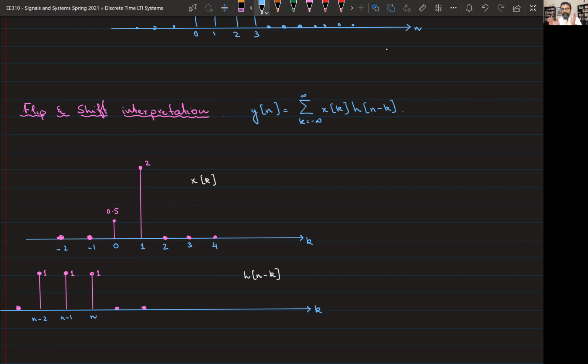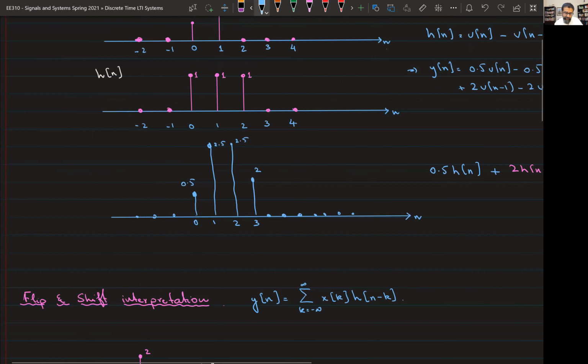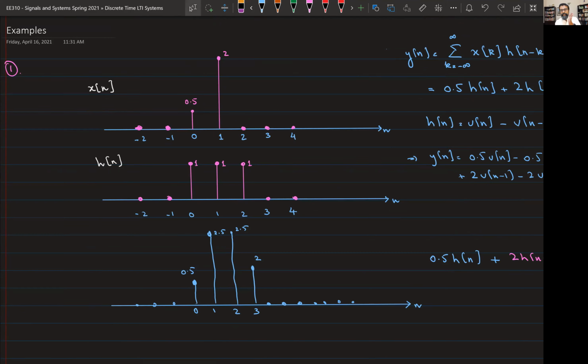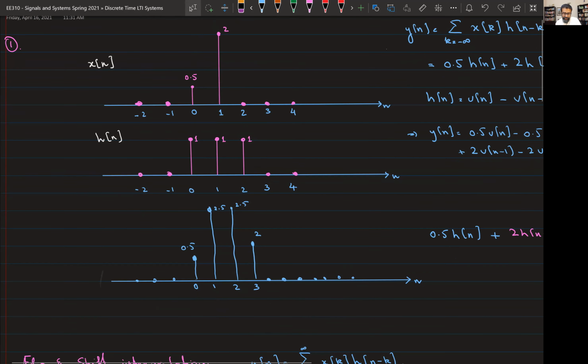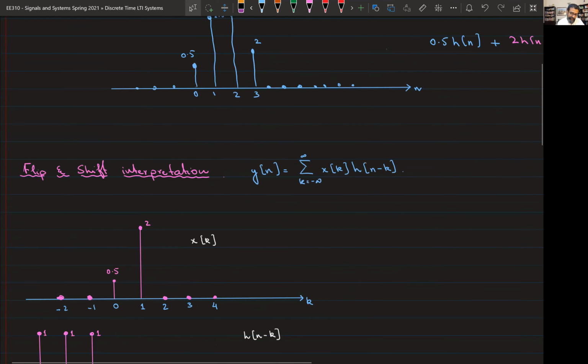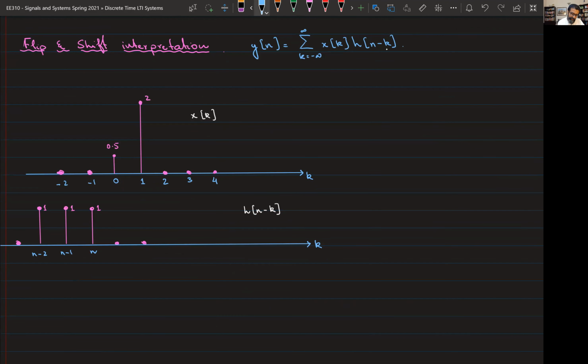And then h of n minus k is actually a flipped version of h and then a shifted version of h, right? So if I flip this h around the axis, I'm going to have impulses at 0 and -1 and -2. And then I'm going to start shifting it by n. If n is positive, the shift is going to be to the right. If n is negative, the shift is going to be to the left, so that the rightmost end is at n, then n-1, then n-2.